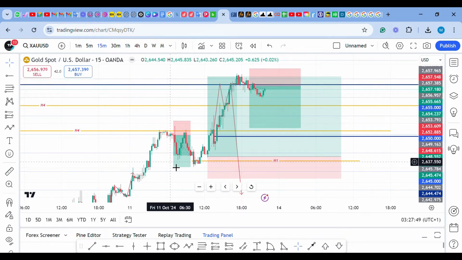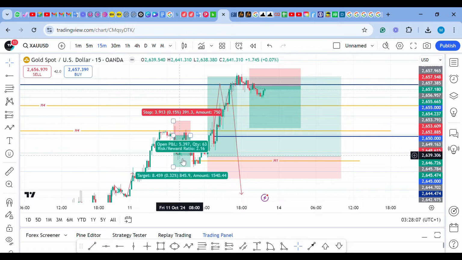If you check the time, it's Nigeria time, 6:30 a.m. So I saw this setup very early. I saw this setup around 4. So when the trade was here, that's when I saw this setup. So I want the trade to get to this point before it sells down.